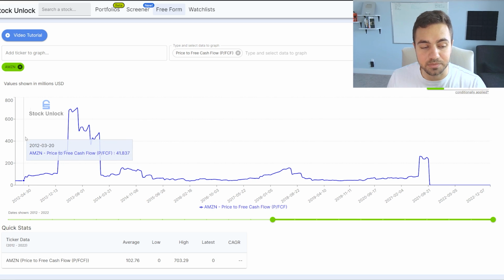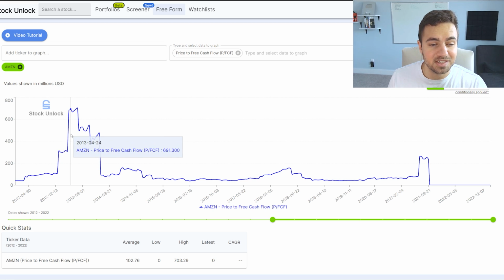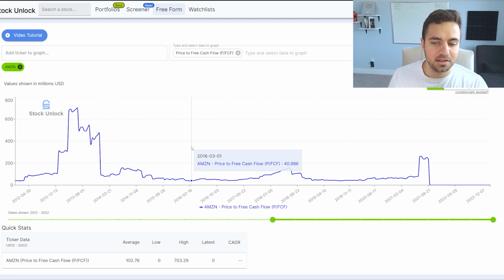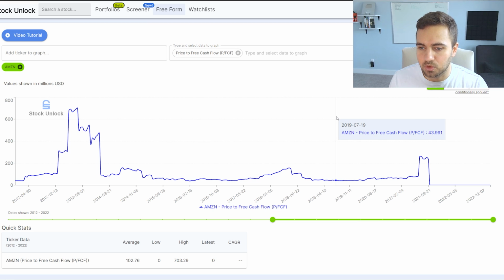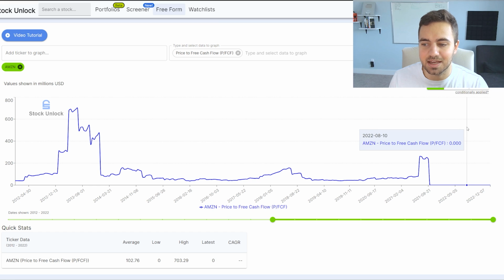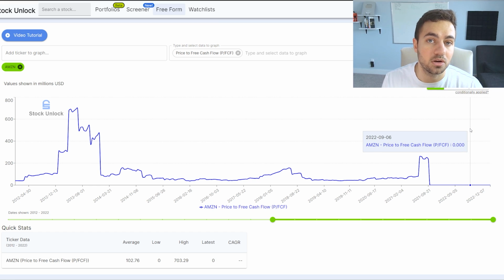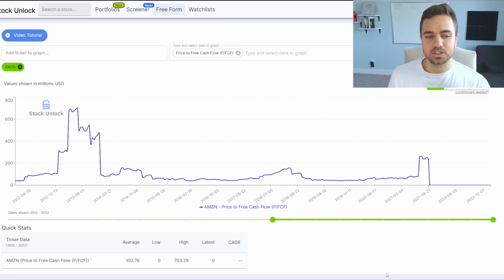Back here in 2012, it was 40. Then it spiked all the way up to 700 by 2013. Then it got down to about 40 in 2016. By 2018, it was back up to 150, then back down to 44 in 2019. And then in 2021, it was back up to 260, and now it's zero because the company is generating no free cash flow. So for Amazon, this price to free cash flow is all over the place.